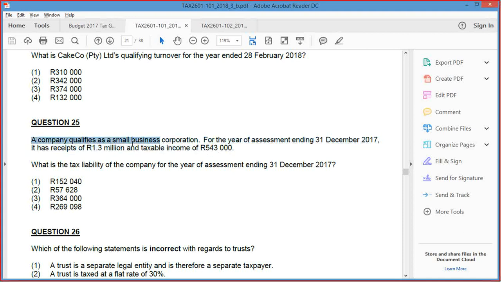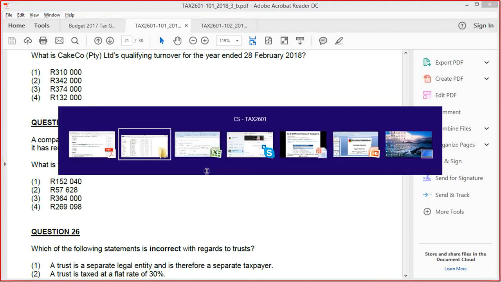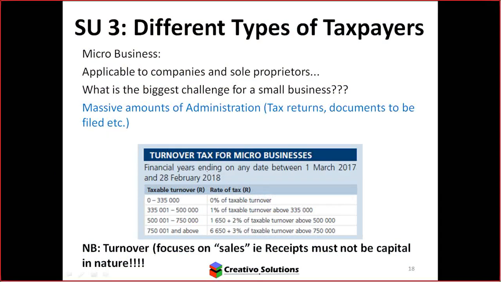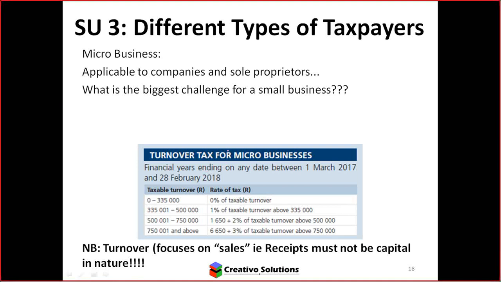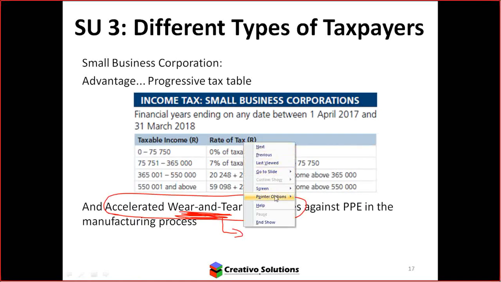Great. Okay, different example. A company is an SBC for the year of assessment ending 31st December, receipts of 1.3 mil, taxable income 543,000. What is the tax liability of the company? What are we going to do? Are we going to use receipts or are we going to use taxable income? Taxable income, sir. Why? Because it's a small business, it's an SBC. Exactly. And it's not on its sales. Yes, sir. Exactly. Good.